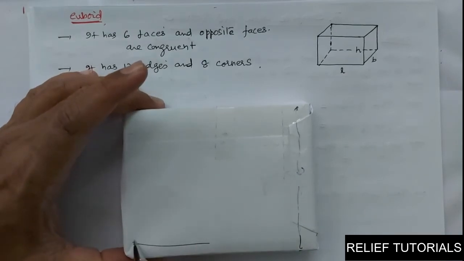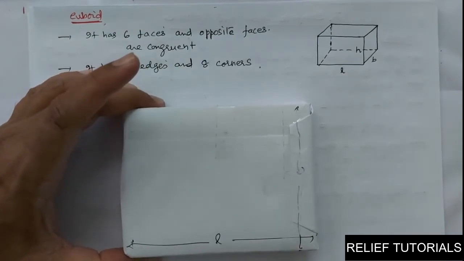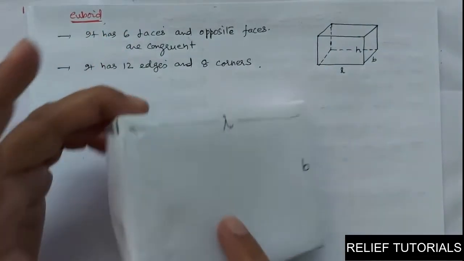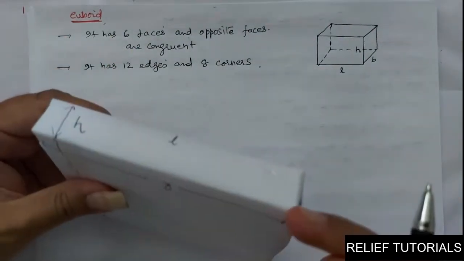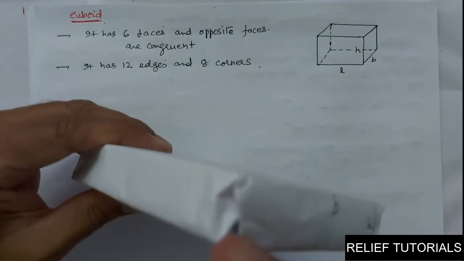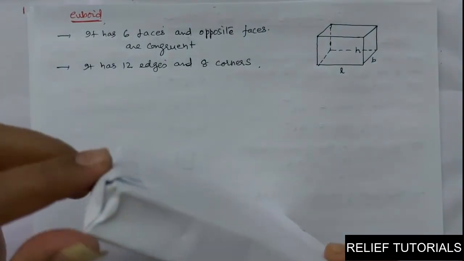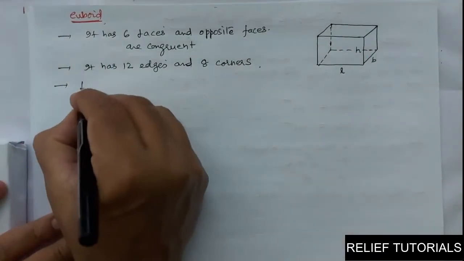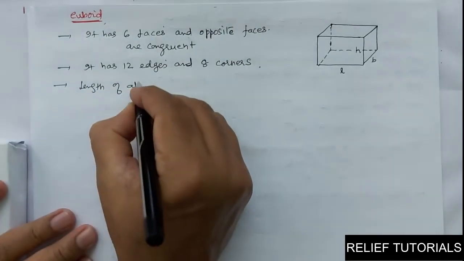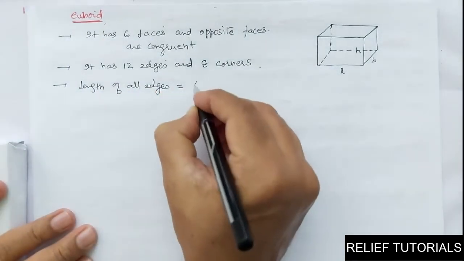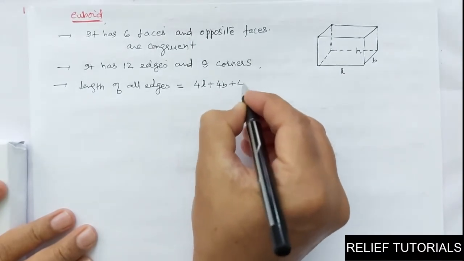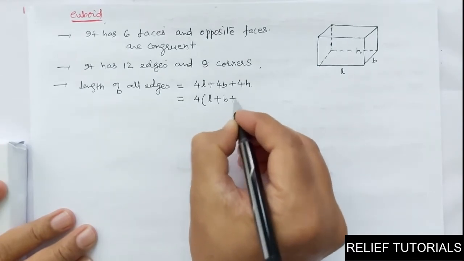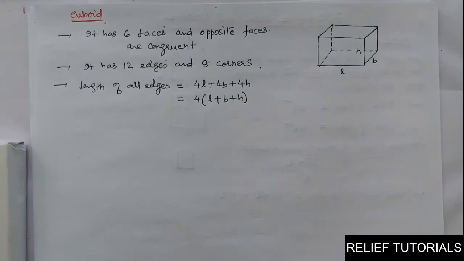And this is length. So 4 lengths, 4 breadths. And height: 1 height, 2, this 3 and this 4. So it has 4 heights. So 4 length, 4 breadth and 4 height, 12 edges. Now the length of all edges means 4 length plus 4 breadth plus 4 height. So we can say the length of all edges is equal to 4(L + B + H).